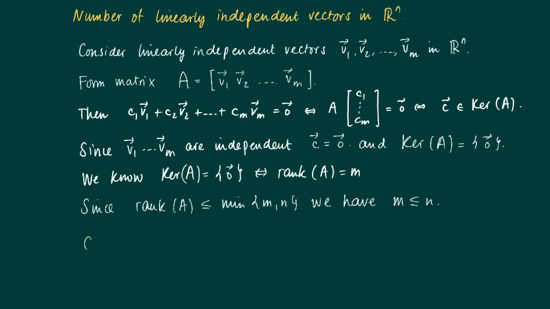So starting with a number of vectors v1 to vm, which are linearly independent in Rn, leads us to conclude that the number of vectors should be smaller than or equal to n, which means that in Rn there are at most n vectors that are linearly independent.